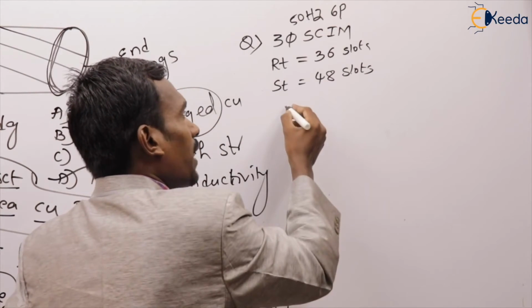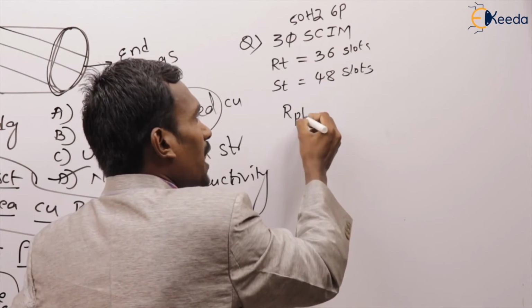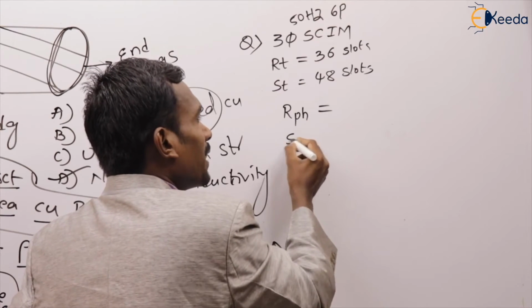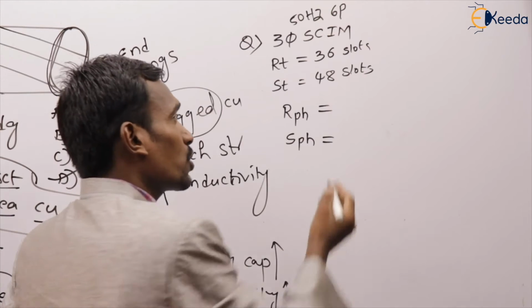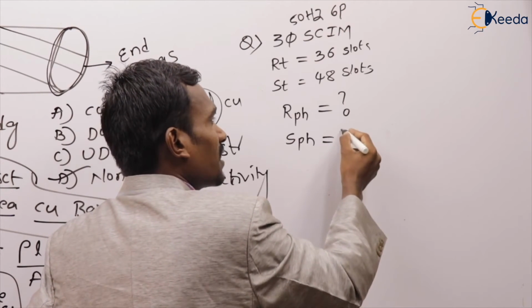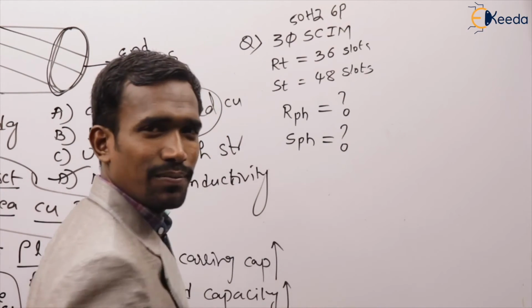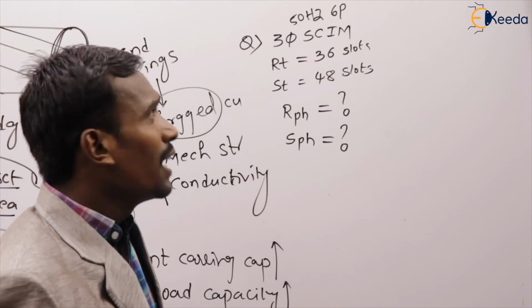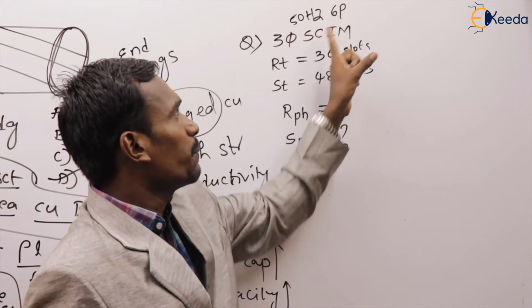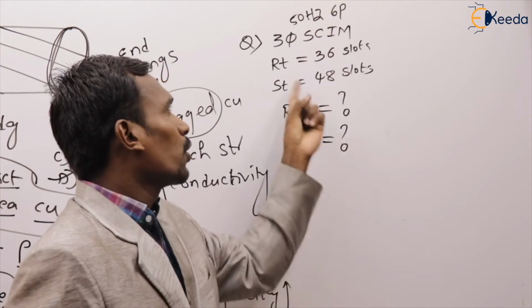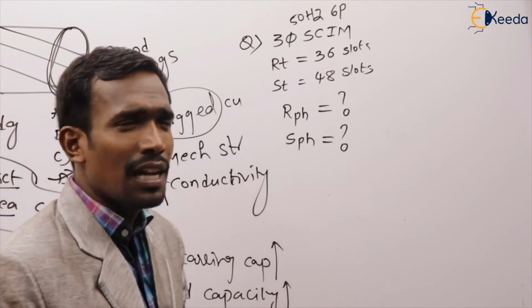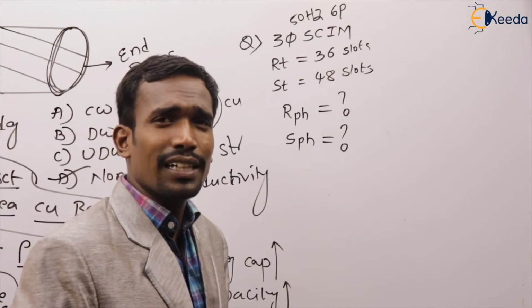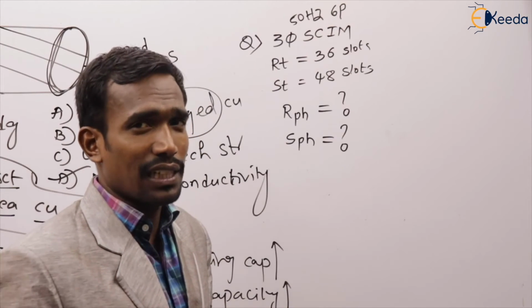Now can you tell me how many rotor phases and how many stator phases are there? They are asking about the number of rotor phases and the number of stator phases for a three-phase 50 Hz 6-pole squirrel cage induction machine, rotor having 36 slots and stator having 48 slots.